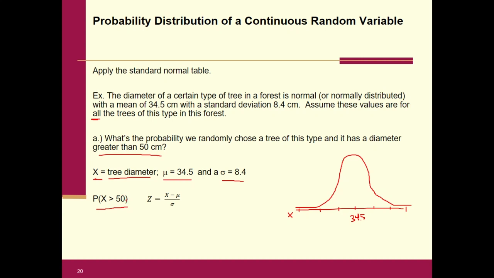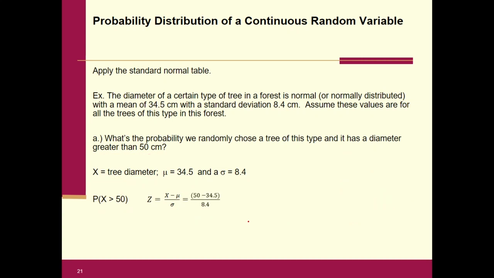What's the value that we're going to throw in for x? Whatever this is right here, so we're going to throw in 50 for x. What are we going to throw in for mu? 34.5. And for sigma? 8.4. Just keep your calculators out because we're going to need them. So let's go ahead and actually figure that out. We've got 50 minus 34.5 divided by 8.4.